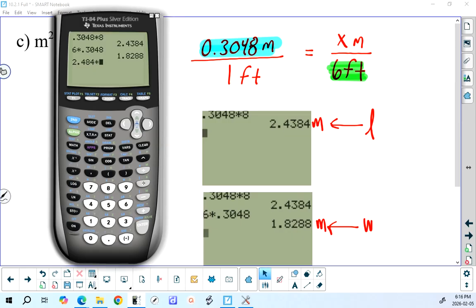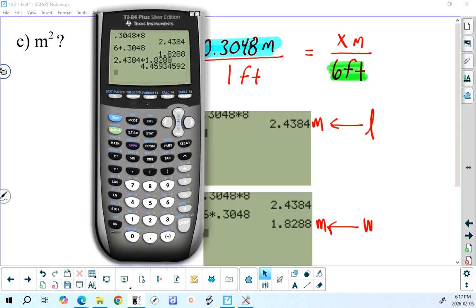2.4384 multiplied by 1.8288. Double check my entries. 1.8288. Missed one over here too, 4384. So 2.4384 times 1.8288 gives me about, I'll just round it and say 4.5 square meters.